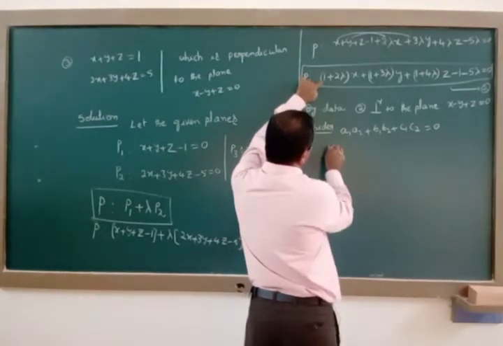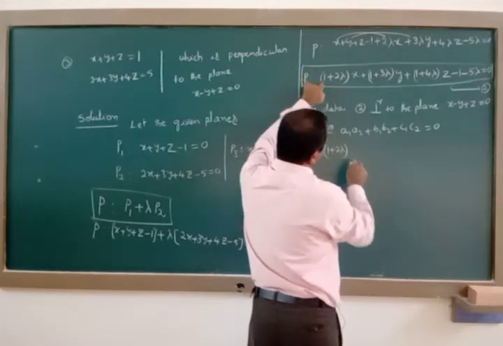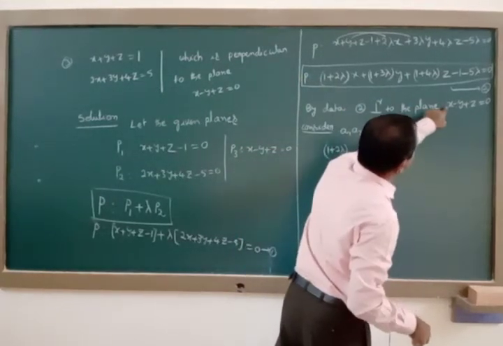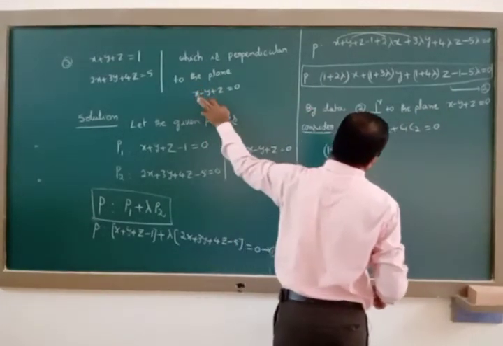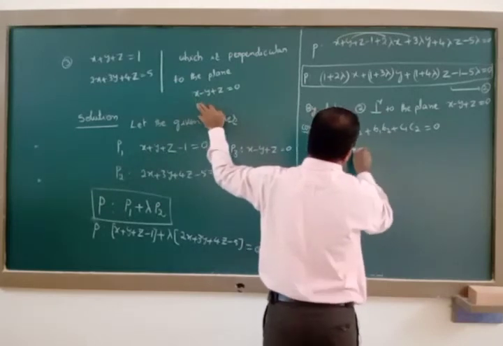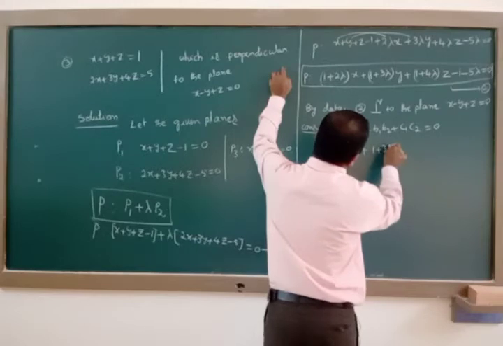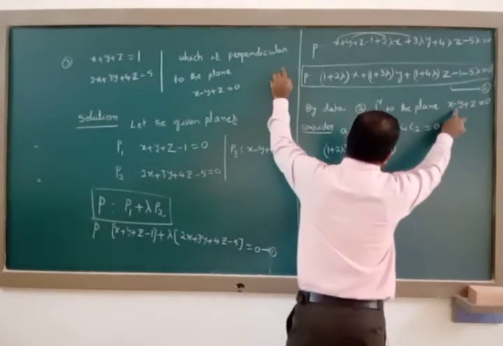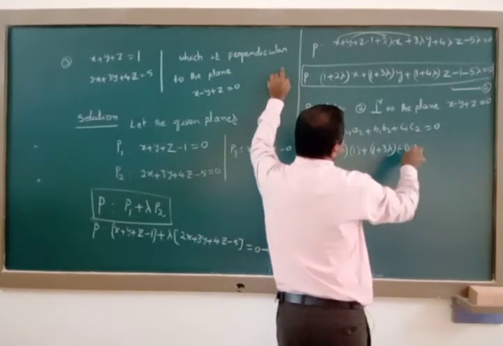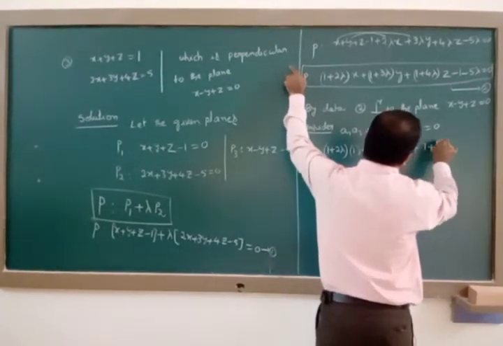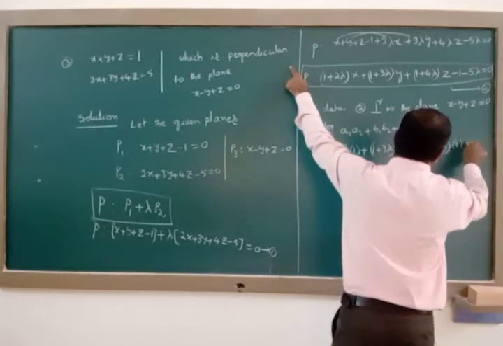a1 is 1 plus 2 lambda, and a2 is the coefficient of x from the third plane, which is 1. b1 is 1 plus 3 lambda, and b2 is the coefficient of y from the third plane, which is minus 1. c1 is 1 plus 4 lambda, and the z coefficient is 1, is equal to 0.